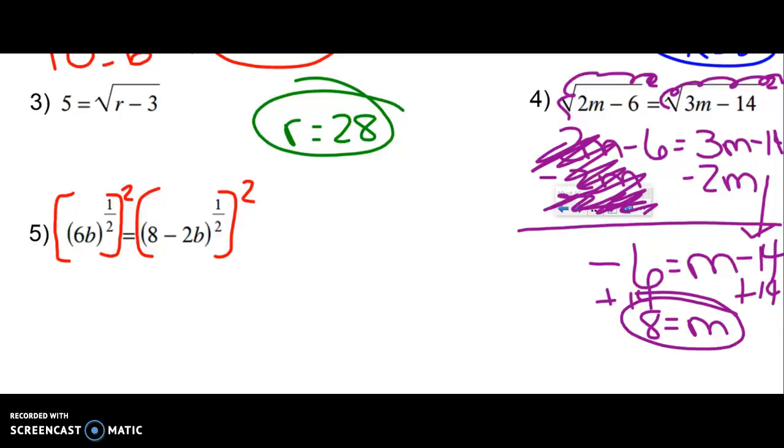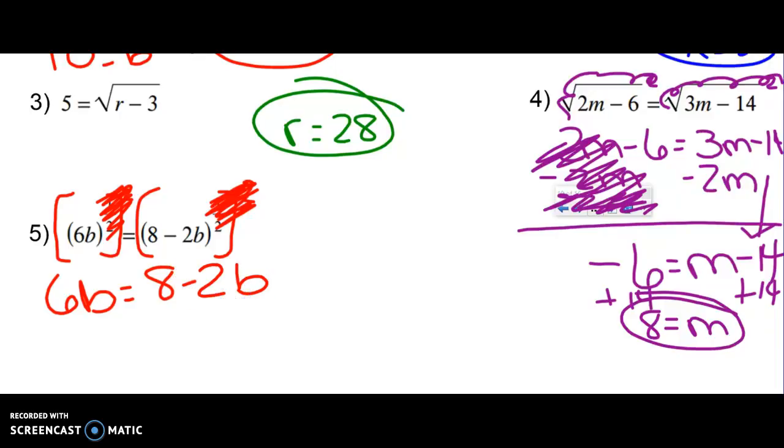They have to be the same. If they're not, we got other things we got to take care of. So now, basically, you're just going to cancel out your exponents, and whatever's left over is what you write. So 6b comes in here, and then 8 minus 2b. I'm going to move my smallest variable, so my smallest variable is negative 2b, so I'm going to move it over.